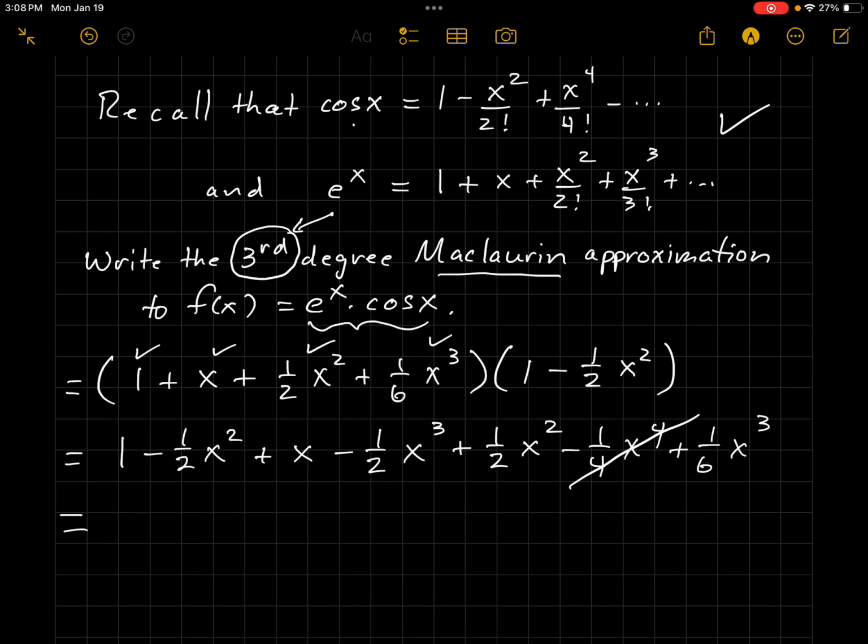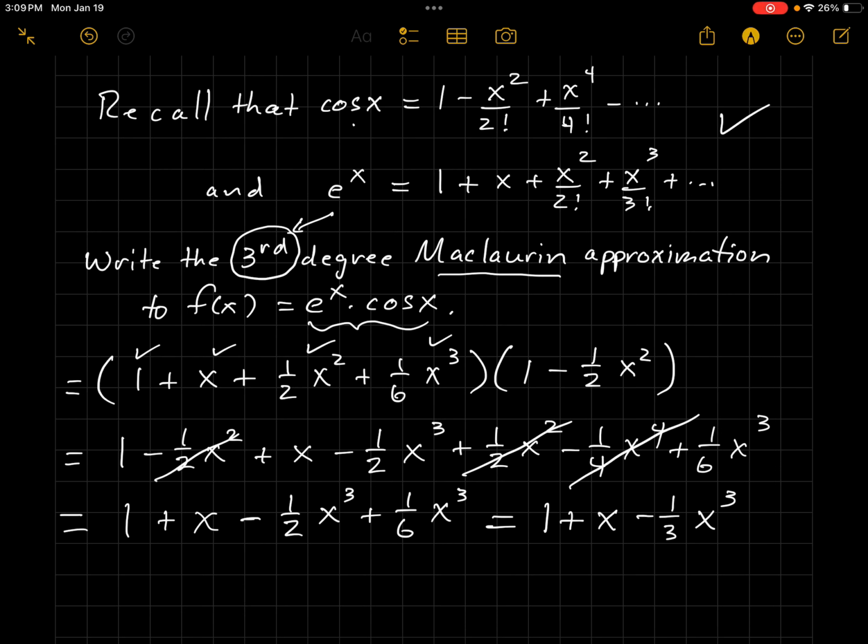And then I can start putting like terms together. So I have 1 plus x. This x squared cancels with that x squared. And then I have minus 1/2 x cubed plus 1/6 x cubed. Now I need to put those two terms together. So I'll rewrite it one more time. 1 plus x. And then negative 1/2 plus 1/6 is negative 1/3 x cubed. And that's our answer.